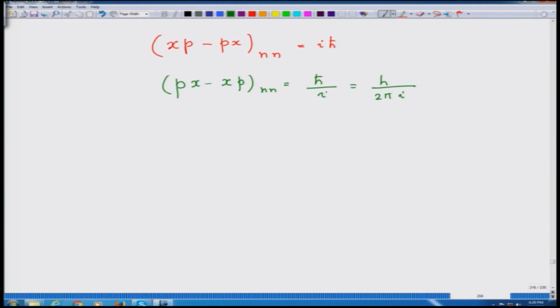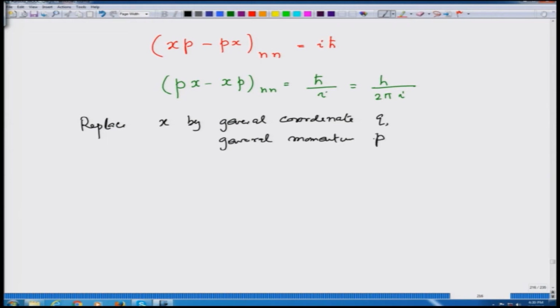Generalizing this, if I replace x by a general coordinate q and the corresponding general momentum p. Recall from previous lectures I had told you that p is dE/dq.